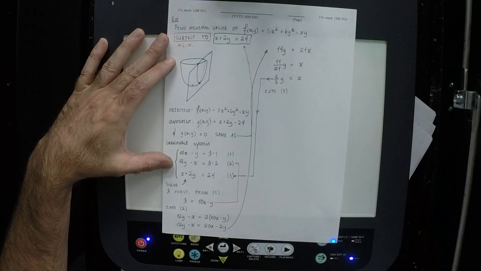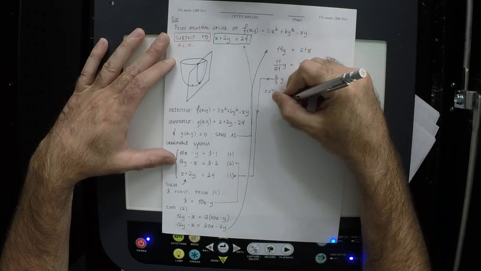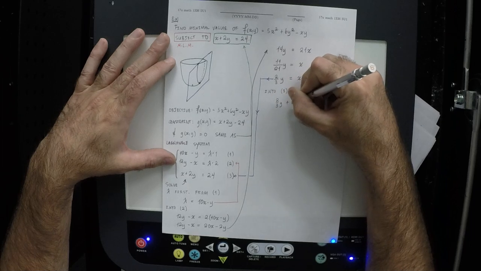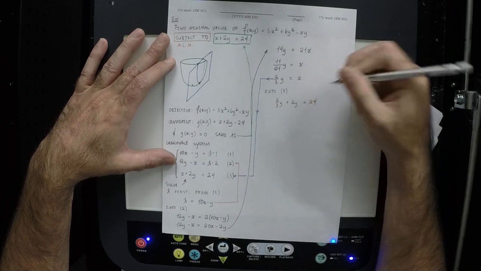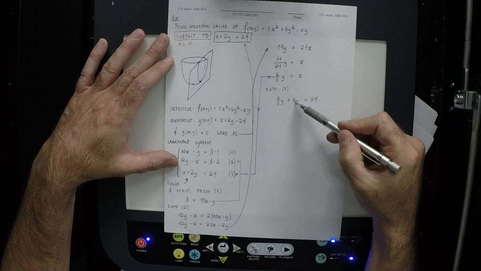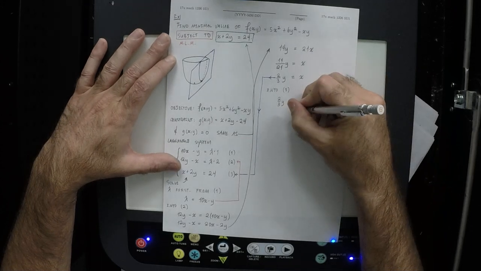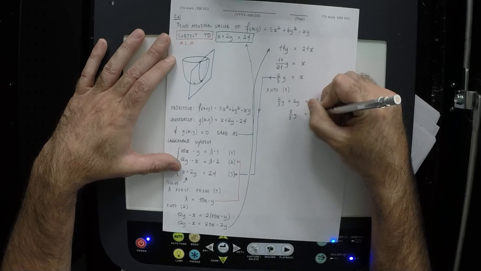Okay. So x can be replaced with 2/3 y. So then 2/3 y plus 2y is 24. Well, 2/3, and this 2, well, that's 6/3, right? So altogether, this is 8/3 y is 24.